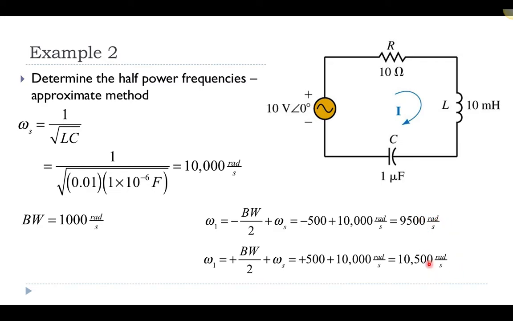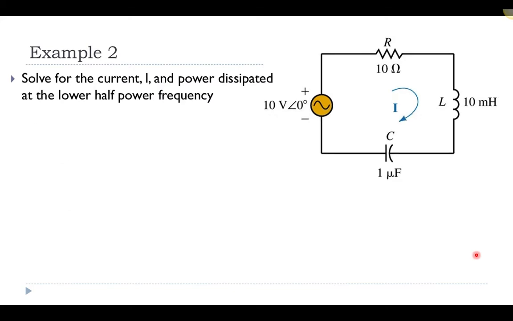There's a couple of extra digits in the previous examples, but this is a good approximation for what the half-power frequencies are. Knowing the bandwidth and knowing the resonance frequency, if you take half the bandwidth and you add it to the resonance frequency, you'll get the upper half-power frequency, and then subtracting half of the bandwidth, you get the lower half-power frequency.